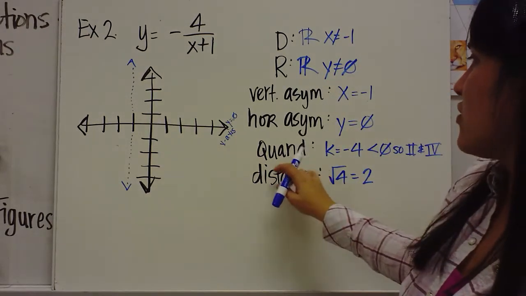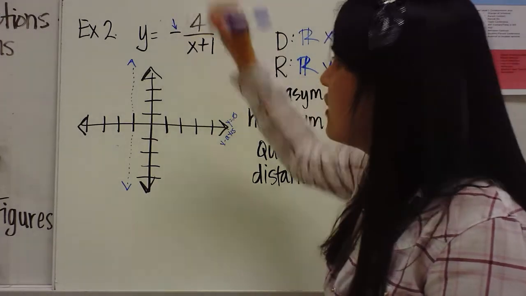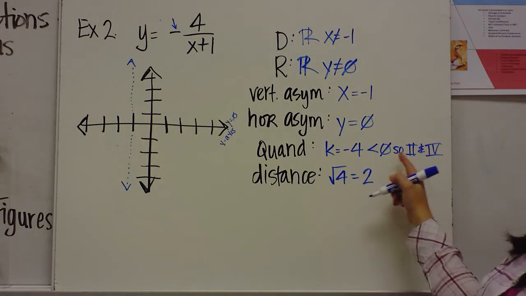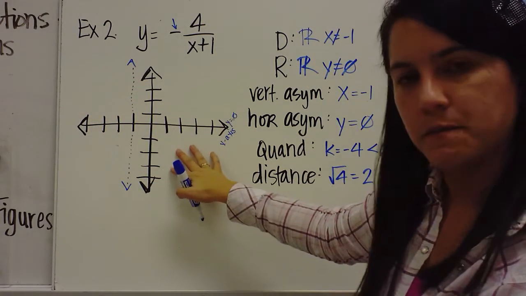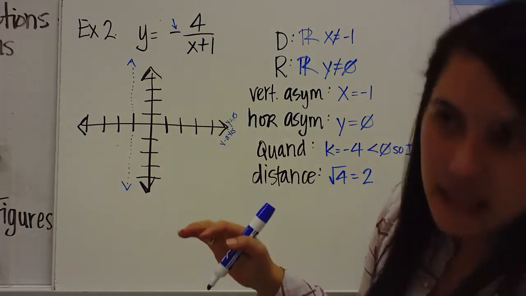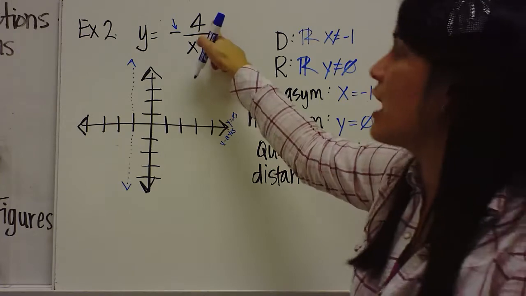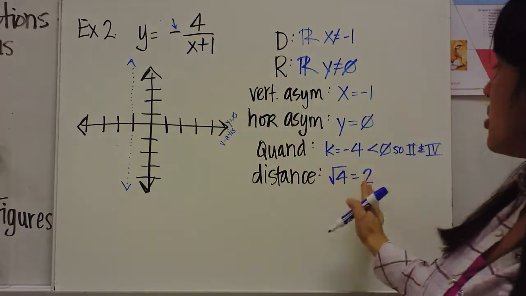Now I want to know my quadrants. Because k is negative, you see that negative right there, that means we're going to be in quadrant 2 and quadrant 4. I've already written it. Quadrant 2 and quadrant 4. So we're going to be over here, and we're going to be over here. And then the distance away from the asymptote: k is 4. We're just going to use the positive. Take the square root, which is 2.